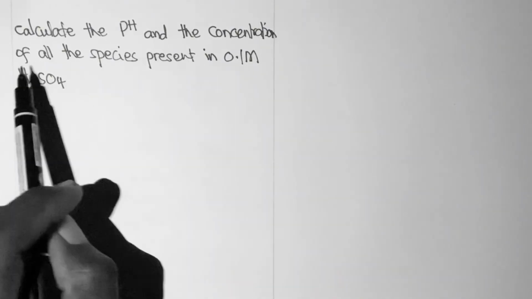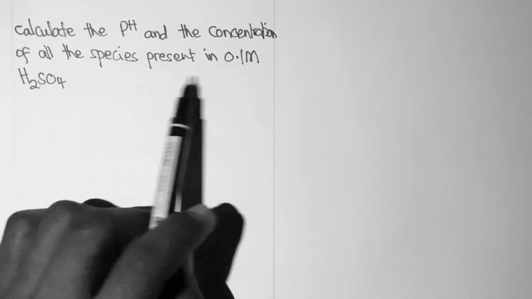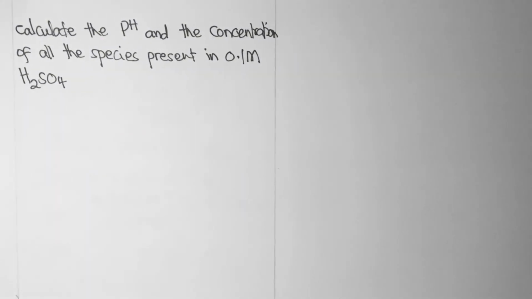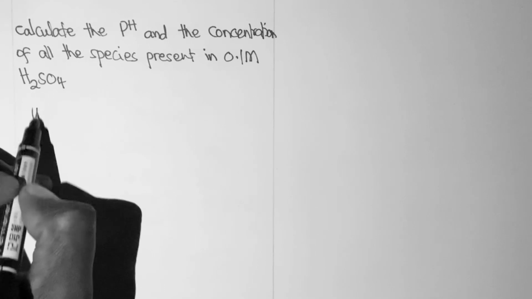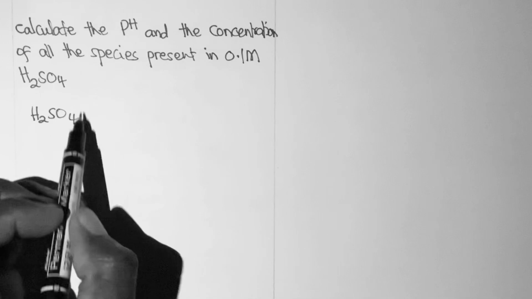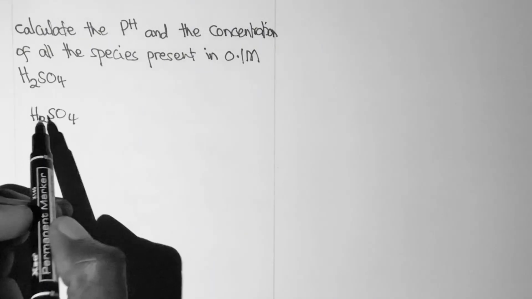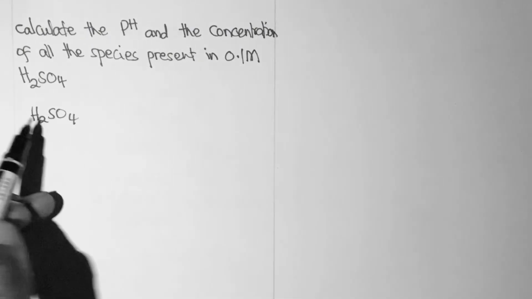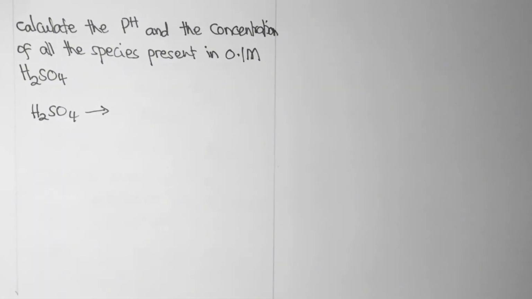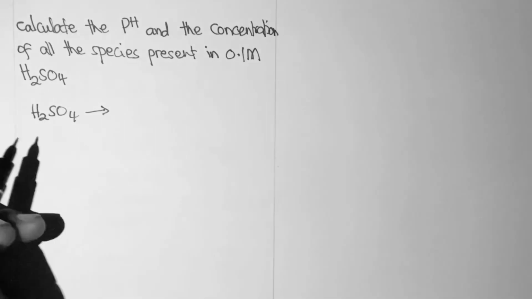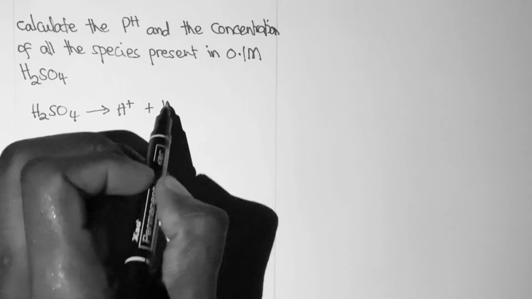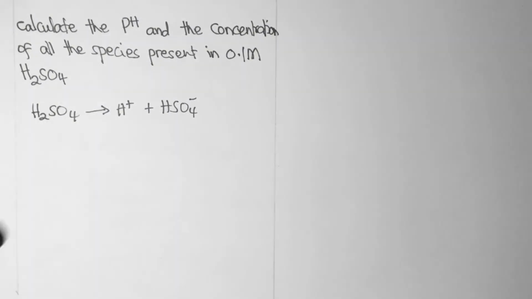Calculate the pH and the concentration of all species present in 0.1 molar H2SO4. Now, let's first write the acid dissociation of H2SO4. Contrary to all the examples we've done in the first instance, H2SO4 is a strong acid, so the first dissociation will be only a forward reaction. There will be no backward reaction in this case. So everything will dissociate into the H plus ions and then the HSO4 minus ions.